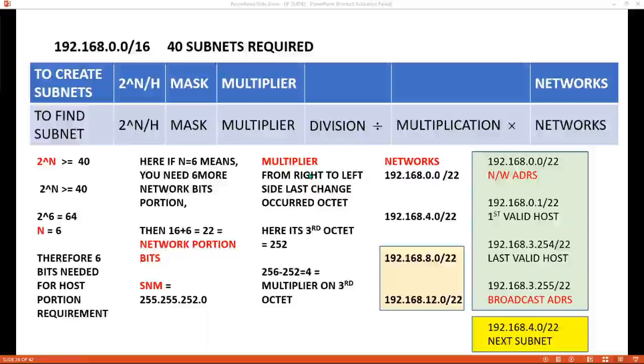Then the third step, the multiplier, right? For the multiplier, what are you going to do? From right to left on the subnet mask, the last change occurred in the 252, so you need to deduct the 252 from 256. So if you deduct 252 from 256, you will get the answer as 4, which is the multiplier on the third octet. So the third octet is going to be increased by 4 on each subnet, okay?